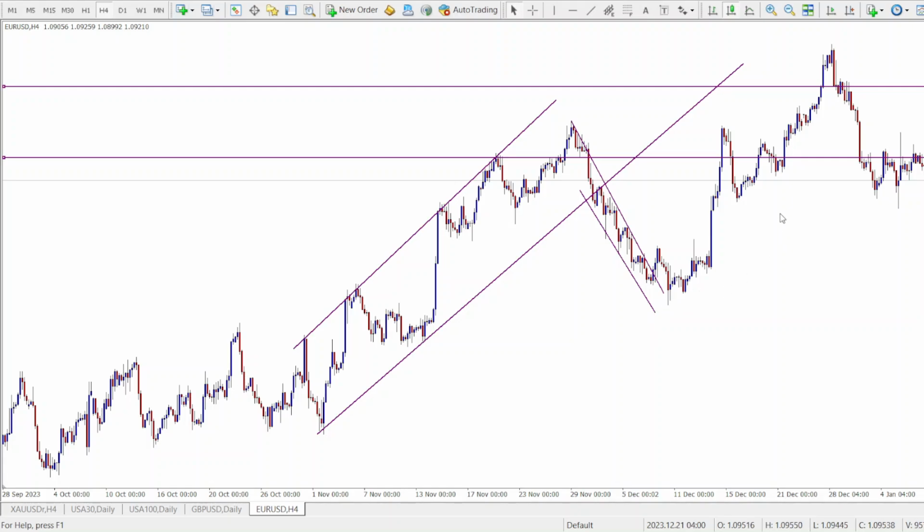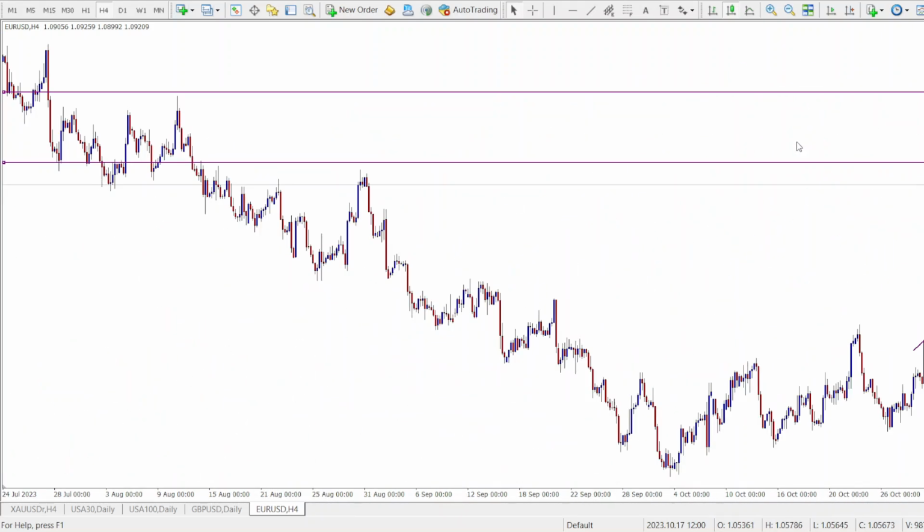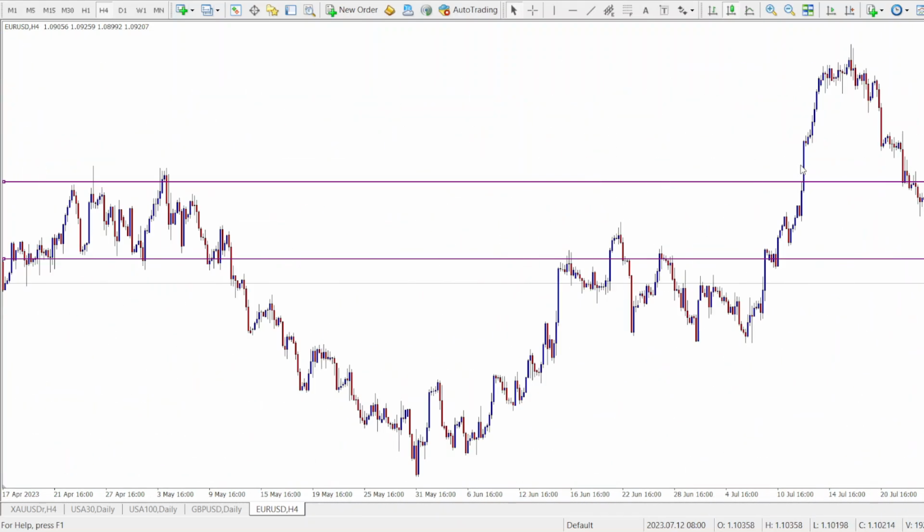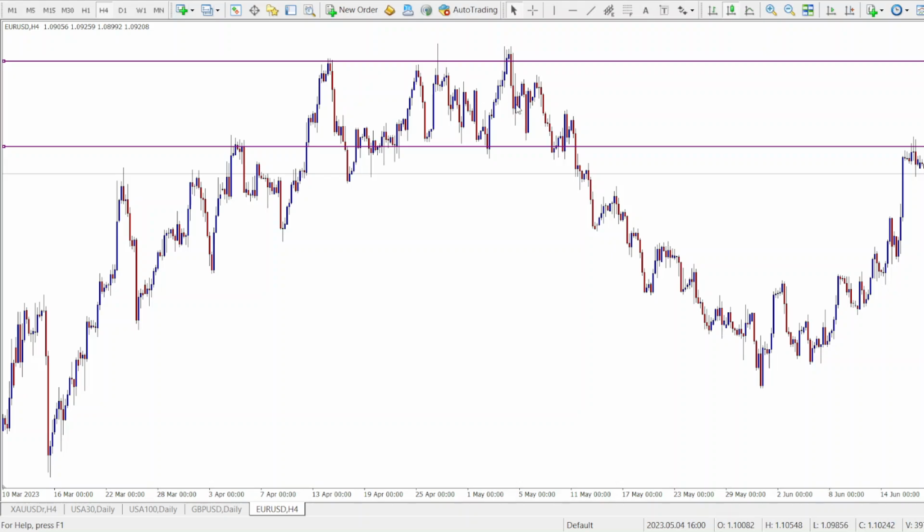Now as for breakouts, we already talked about breakouts. When you have a consolidation, after the price breaks and you see a little bit of a test, then it's a good sign that you should enter the trade.